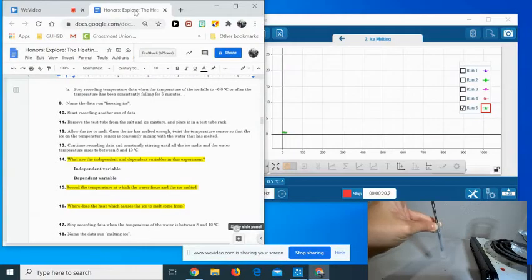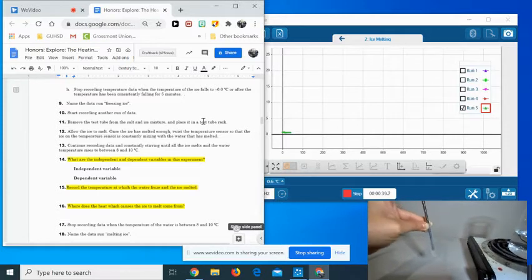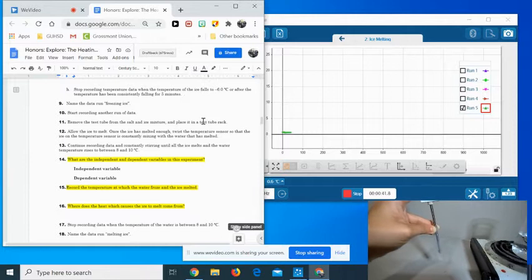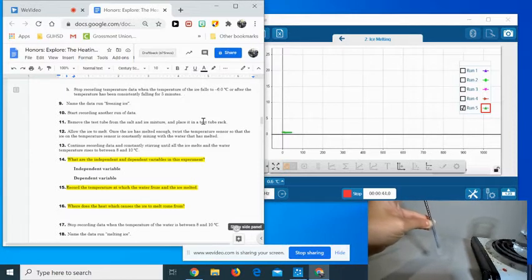Okay, so here I am with our next part where you see right here, it says start recording another run of data. Remove the test tube from the salt and ice mixture and place it in a test tube rack. So I actually just have it sitting here in this room. And I am running, if you look on the right side of my screen, you can see that I'm already running data. And so I'm going to go ahead and run this data right now.